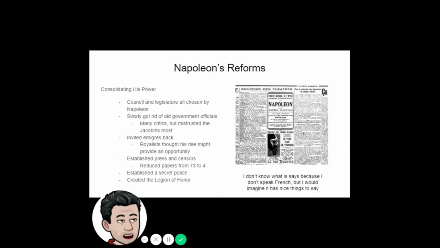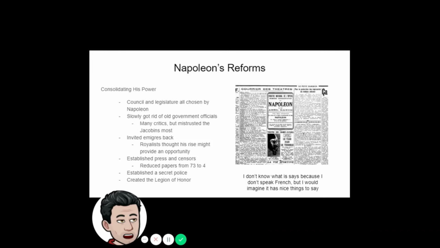So this is how he's going to consolidate his power. He mistrusted the Jacobins the most, which he should, because if you look at how the Jacobins were very extreme in the past, they probably align with his goals the least. In hindsight, the people who tried to kill him were people who were royalists. They wanted to get a king back in power, which would have been Louis's brother.